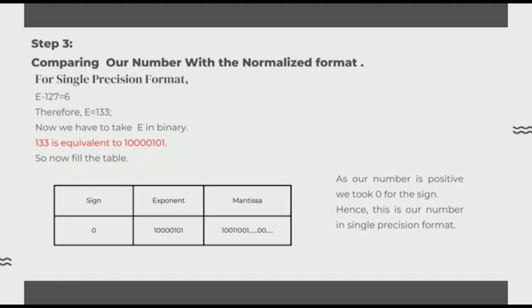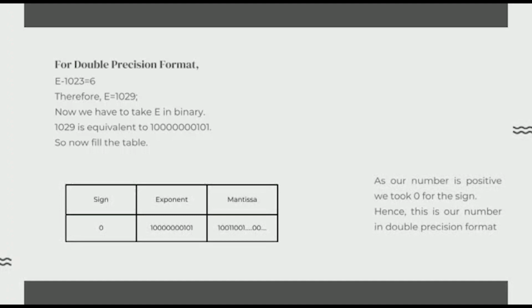Let's move on to find how the double precision format will look. For double precision format, e minus 1023 will be equal to 6, and so e will become 1029. Just like the previous step, we will get the binary of that e and put it in the table. So the sign here will be the same, 0. The exponent will be the binary form of 1029, which is copied from here, and in the mantissa we will put the n value, and the others will be 0.